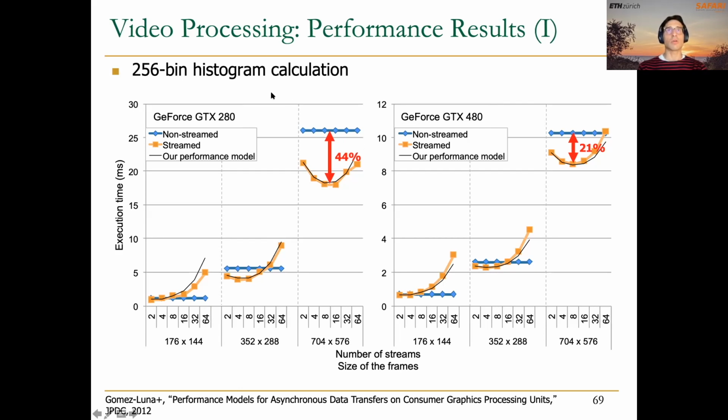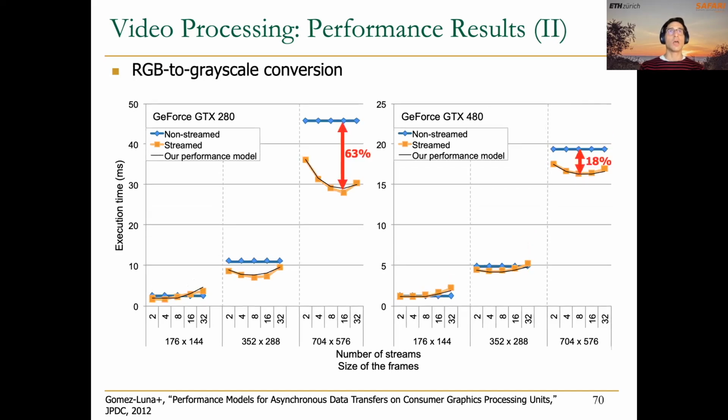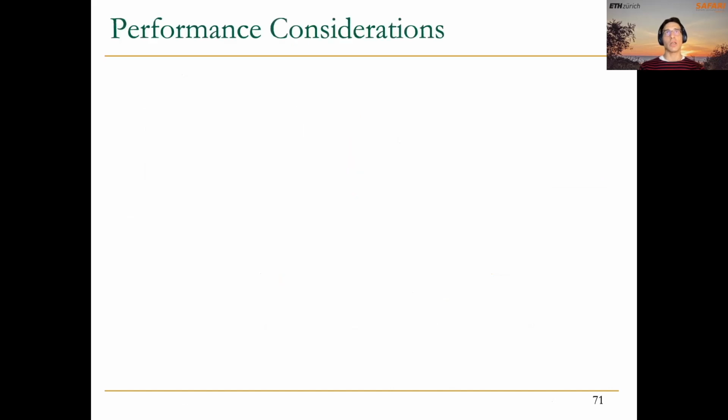This is on quite old GPUs, GTX 2080 or GTX 4080, but as you see, 44% or 21% performance improvement, including kernel execution and including data transfers, of course, that we could achieve by using the optimal number of streams. And here you can see another example. This is RGB to grayscale conversion, also for frames of a video, and as you see, performance improvements of up to 63% in one case and 18% in another case.